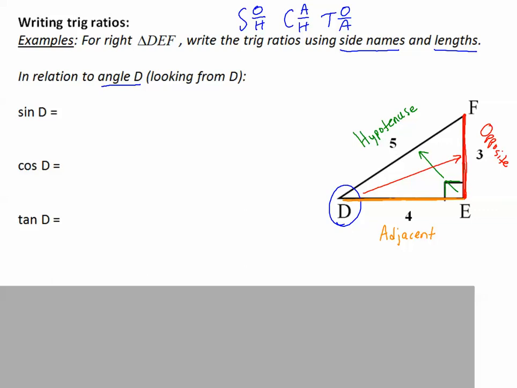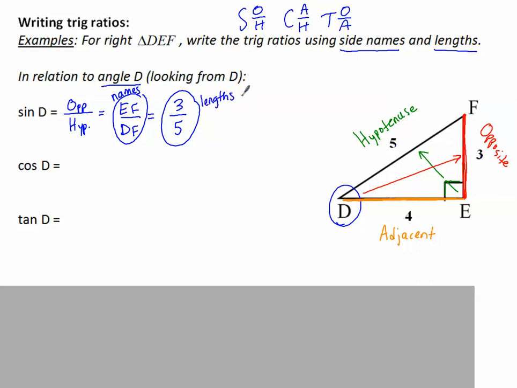So let's start by thinking about SOH, because the first one I have is sine. Sine is opposite over hypotenuse. So from the picture that I have, opposite is side EF. Hypotenuse is side DF. That is using the side names. This is the way to write it according to the side names. Then using the lengths, opposite is 3, hypotenuse is 5, so 3 over 5. Side names and lengths. This is with the names, and this is for the lengths. Let's try the next one.